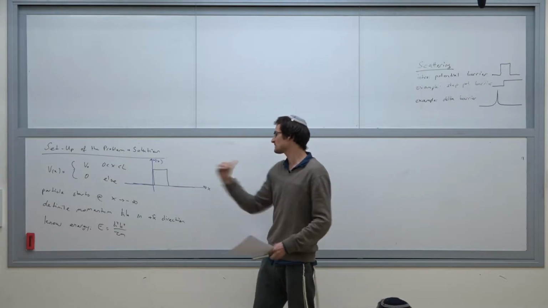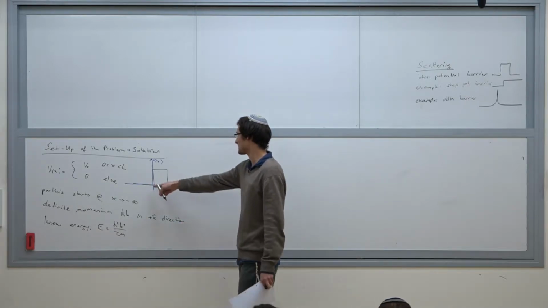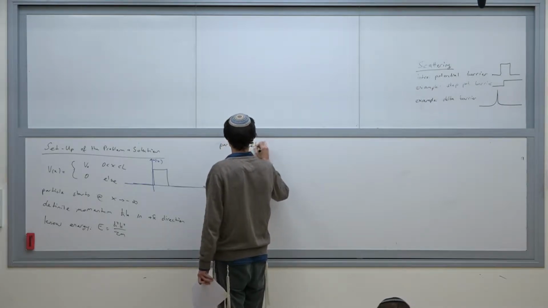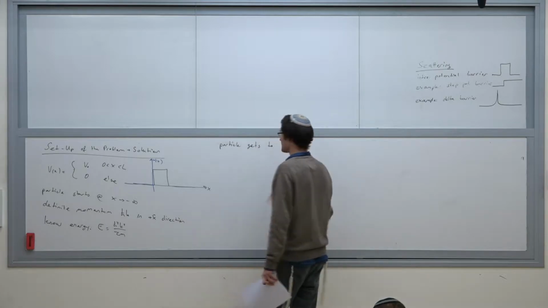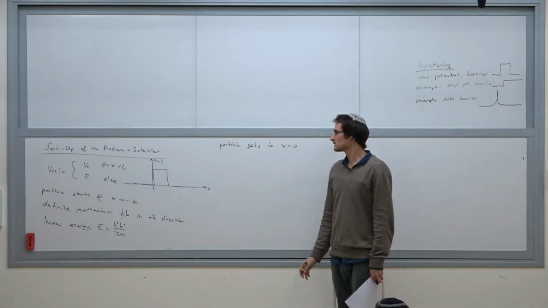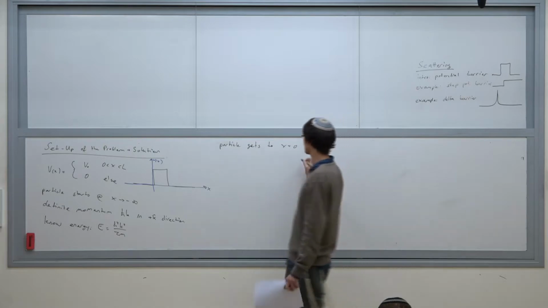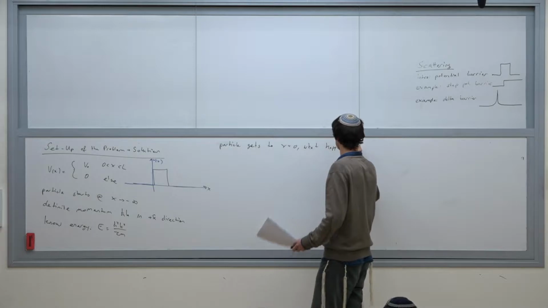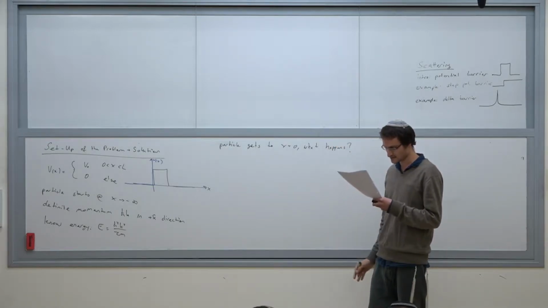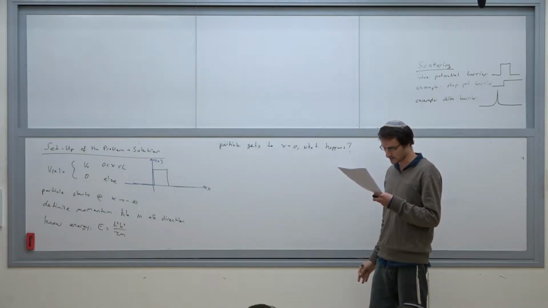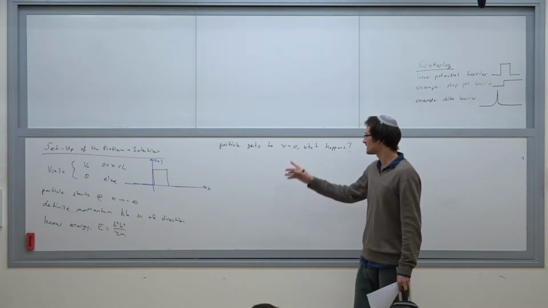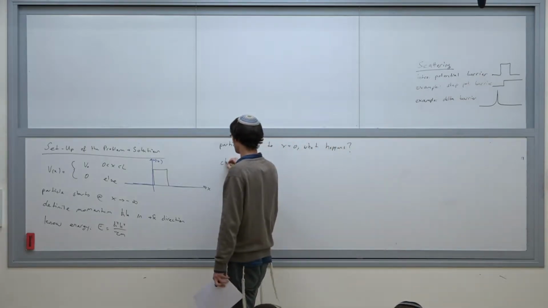Now the particle travels, it hits the point x equals 0. And now the question is what will happen. So if this were classical mechanics, what happens? That's the question we want to ask, and that's the question we want to deal with today.